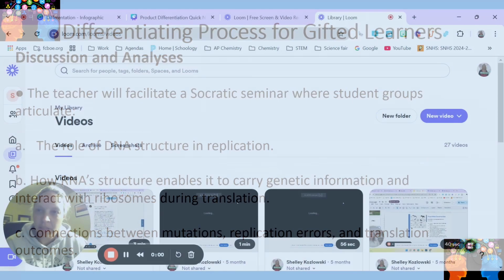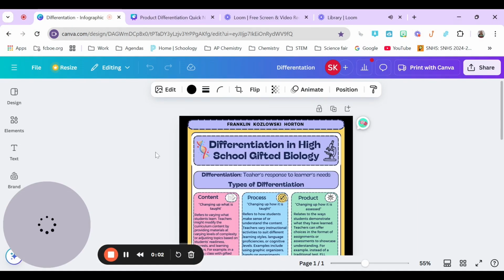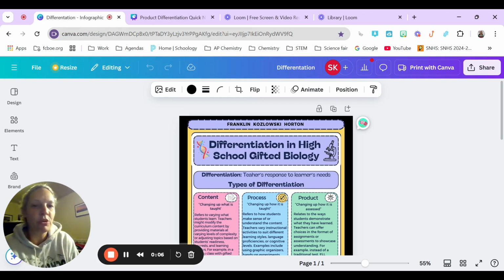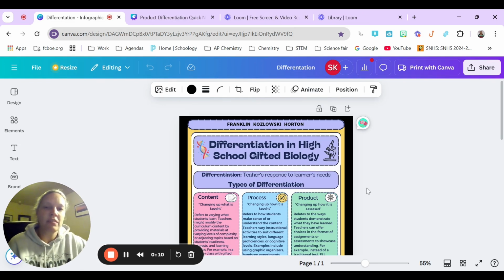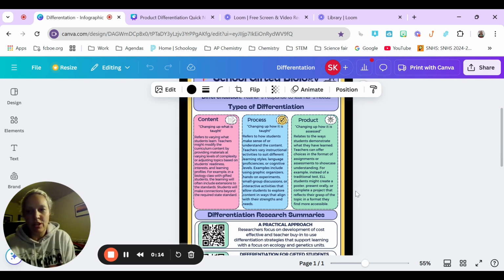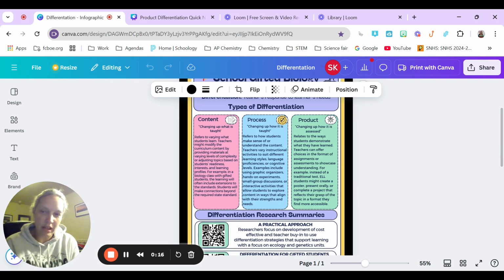Hello, and welcome to my portion of this differentiation project. I'm going to be focusing on product differentiation. My name's Shelley Kozlowski. So with product differentiation, this is changing up how students are assessed and how they learn the material.